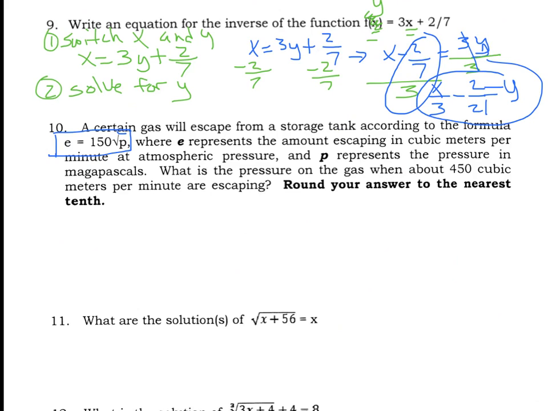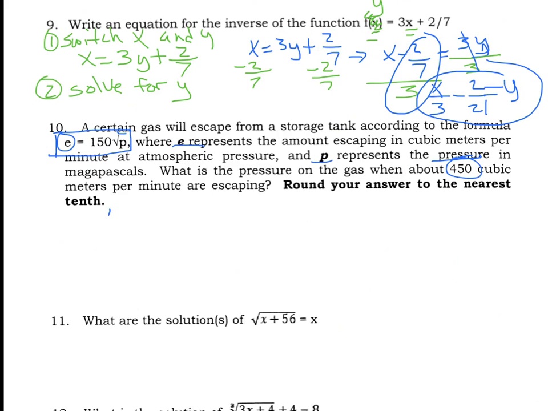The input to this function is the pressure in the tank. So P is the pressure, and E is the amount of gas that's escaping. I guess E for escape. And they say, what's the pressure when 450 cubic meters per minute are escaping? So what they're doing is they're giving me the E value and asking for the P. So it's really all about substituting and solving.